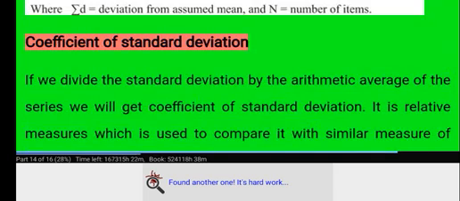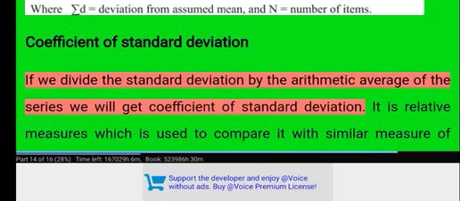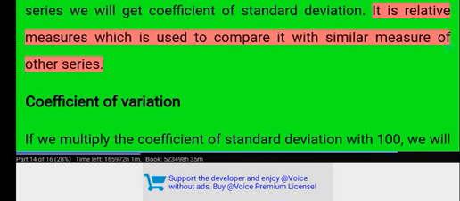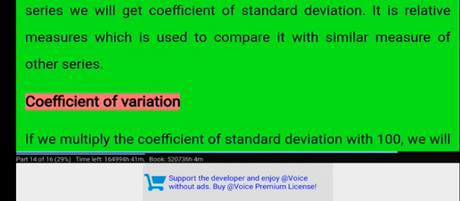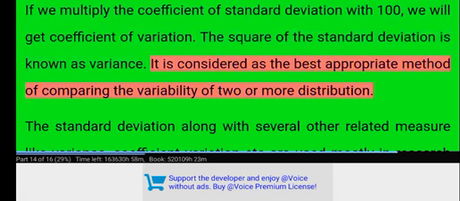Coefficient of standard deviation. If we divide the standard deviation by the arithmetic average of the series, we will get the coefficient of standard deviation. It is a relative measure which is used to compare it with similar measures of other series. Coefficient of variation. If we multiply the coefficient of standard deviation by 100, we will get the coefficient of variation. The square of the standard deviation is known as variance. It is considered as the most appropriate method of comparing the variability of two or more distributions.